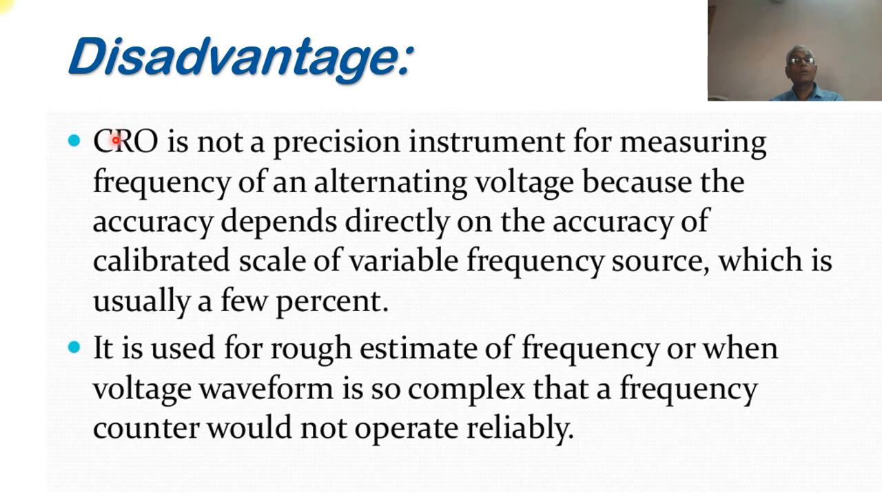Another disadvantage is that the CRO is not a precision instrument for measuring the frequency of an alternating voltage, because the accuracy depends directly on the accuracy of the calibrated scale. If the scale is not properly calibrated, and if the frequency is very high, in megahertz or gigahertz, then it will be very difficult to measure the frequency exactly. It is used for a rough estimate of the frequency, a tentative or quantitative estimate.